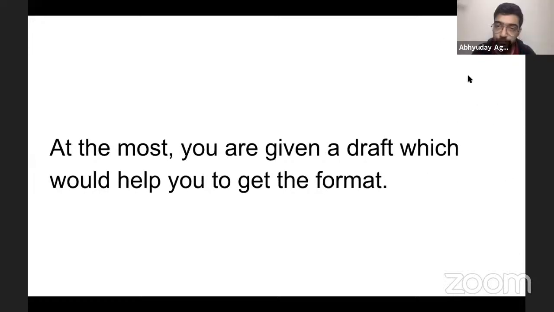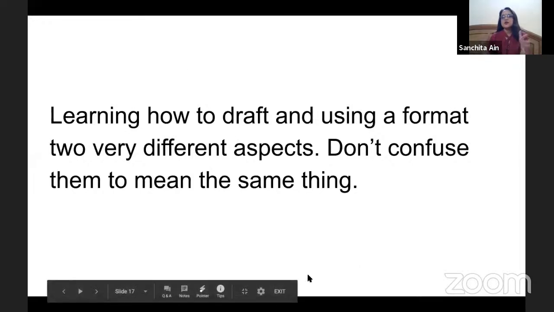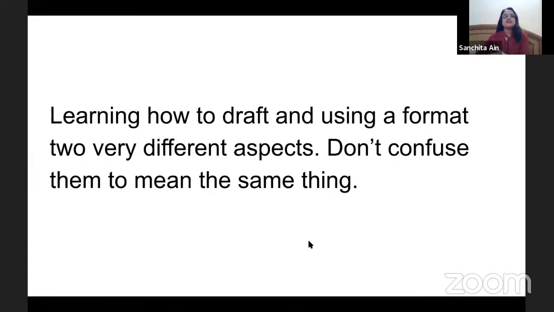True. Yeah, so at the most you're given a draft that we filed just 2 weeks back. Have a look, this is the format you have to follow and draft it. But whether it's a good draft or a bad draft, nobody is going to tell you. So obviously, learning how to draft and just using a format are completely different aspects, right? You cannot confuse them. Sometimes you send a draft to somebody and the person thinks, oh, this is what I need to copy paste, and it comes out that the facts were very different. Everything was different. So all you had to use that draft for was just the format. Yeah.